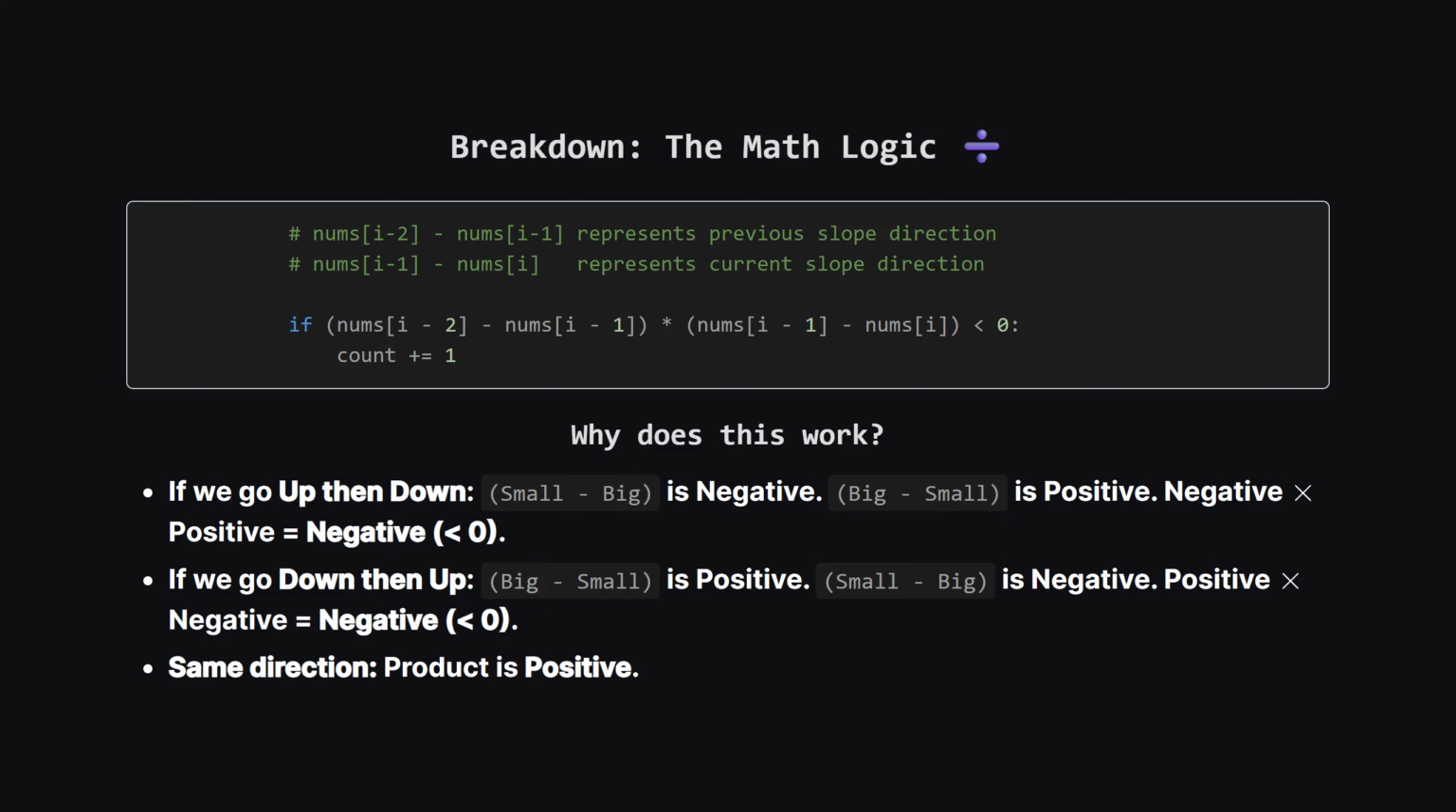The first term, nums[i-2] minus nums[i-1], represents the slope of the previous step. The second term, nums[i-1] minus nums[i], represents the slope of the current step. If the direction changes, like going from up to down, one difference will be negative and the other positive. When you multiply a negative and a positive, you get a negative number, which is less than 0. That tells us a turn happened. If the direction stays the same, both differences have the same sign, so the product is positive. It's a very efficient way to detect peaks and valleys.